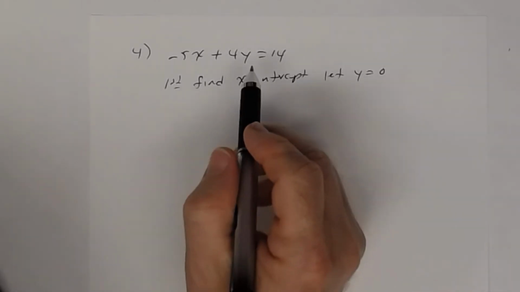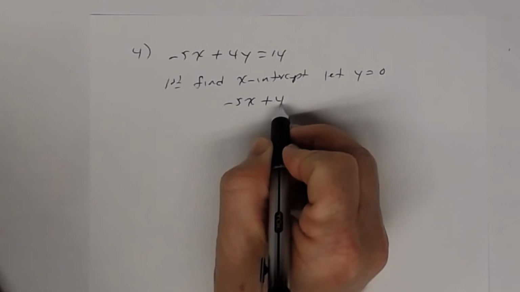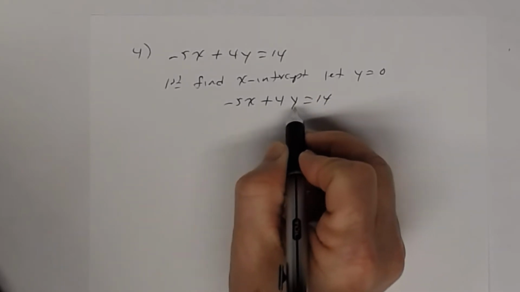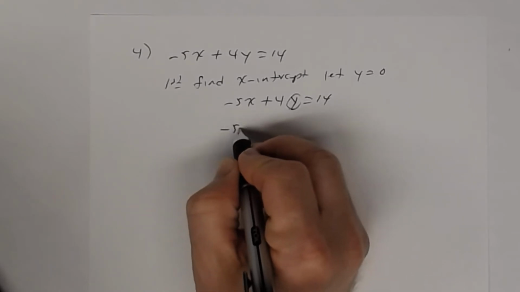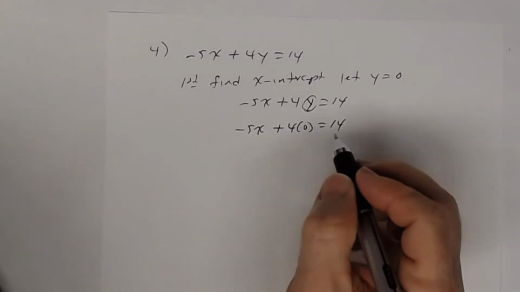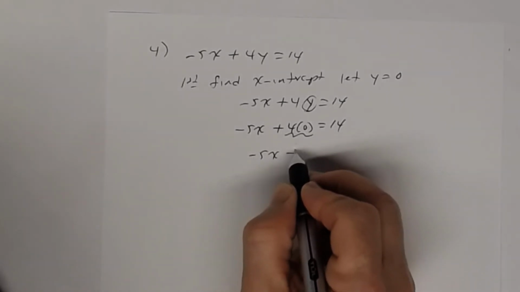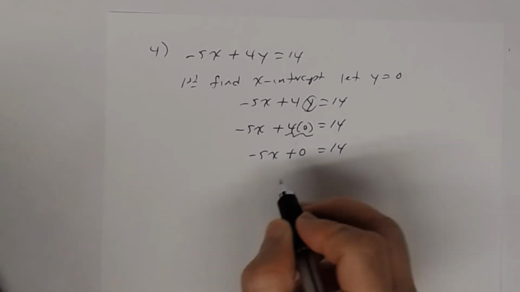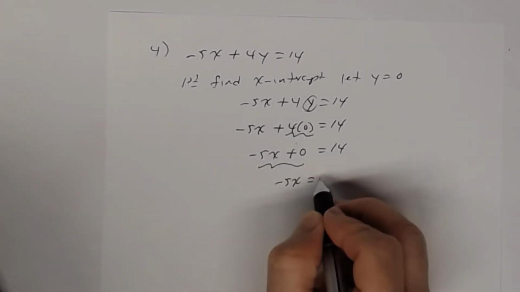All right, so that means that if I go back to my equation, which is my linear equation, wherever I see the variable y, I'm going to substitute 0. So I get negative 5x plus 4 times 0 equal 14. Well, 4 times 0 is 0, right? So I get negative 5x plus 0 equal 14. Negative 5x plus 0 is still negative 5x equal 14.